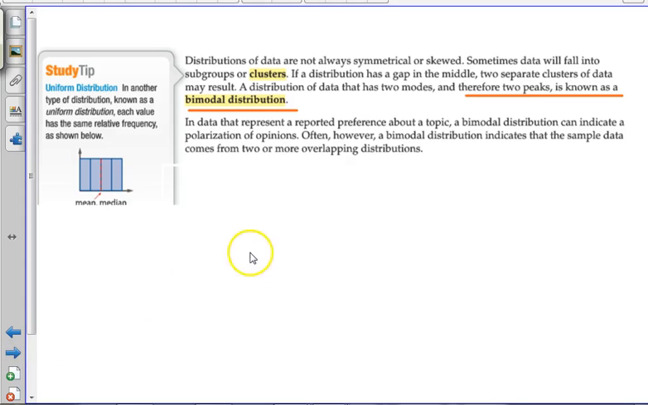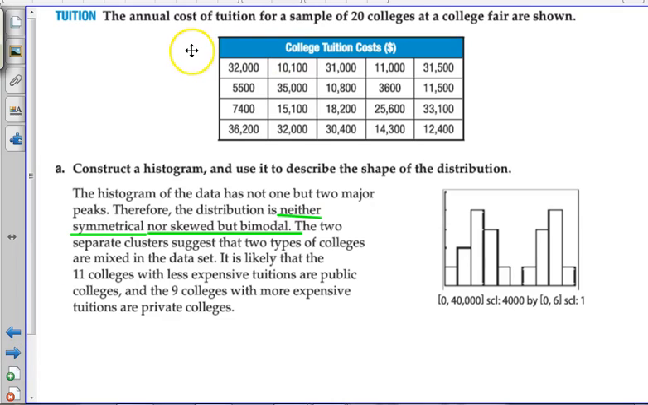One of the things we didn't get to yesterday was talking about bimodal data, which means it's split into clusters. So this is an example. The annual cost of tuition for a sample of 20 colleges that showed up at a college fair was this. Okay, this is the cost of going to these colleges. They put it into a histogram, and this is what they got. This would be considered bimodal data because it clearly separated itself into two sets. Does everybody see that?